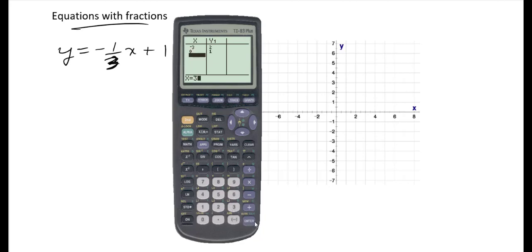So see that? These are all multiples of 3, and I'm getting nice integer results. And this goes for any fraction.